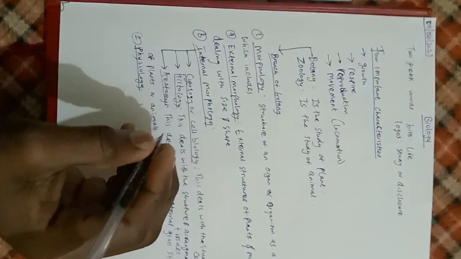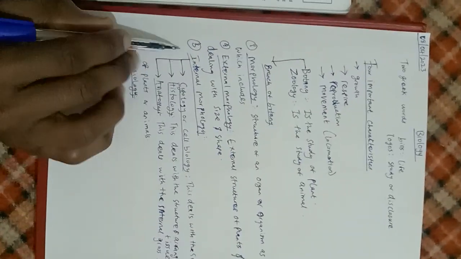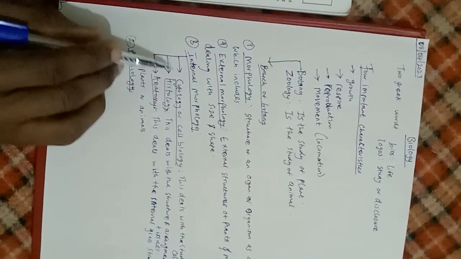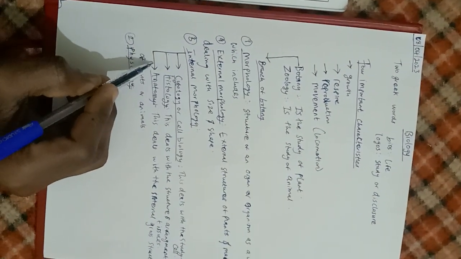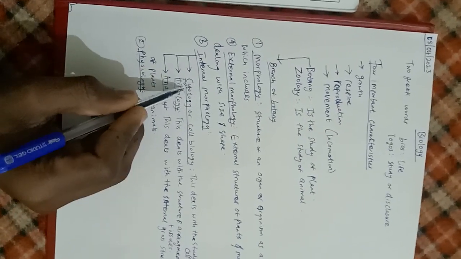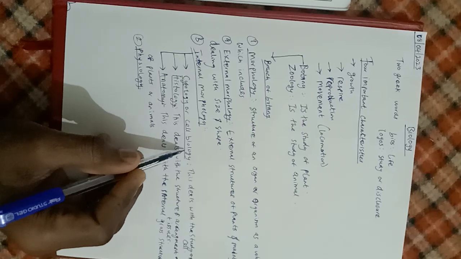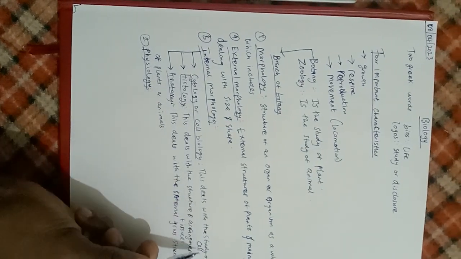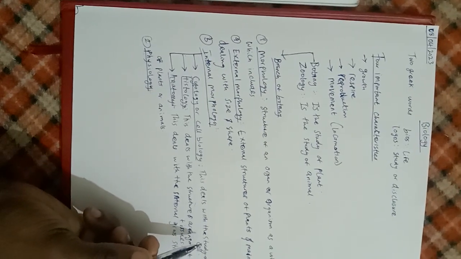So, guys, as I stopped earlier, I stopped here in internal morphology. Internal morphology is divided into three different subcategories. The first is cytology, or cell biology. Cytology deals with the study of cells. I hope you understand that, guys.